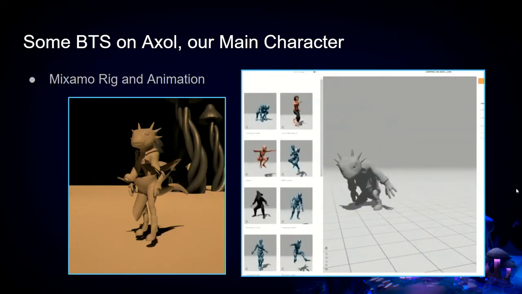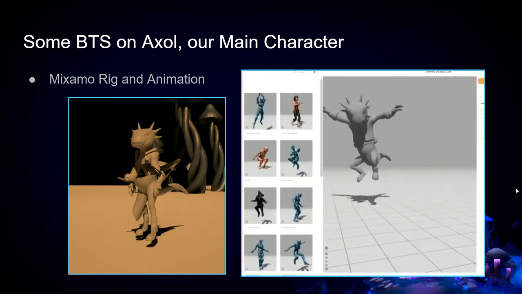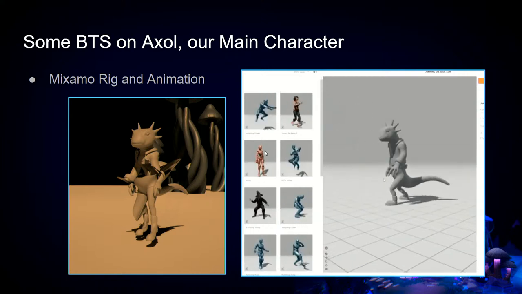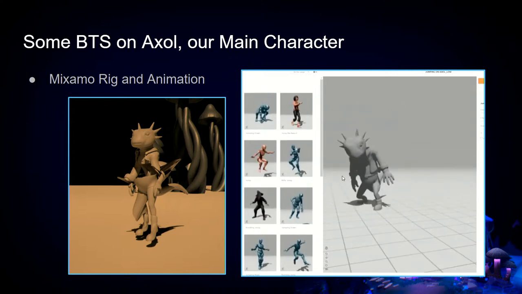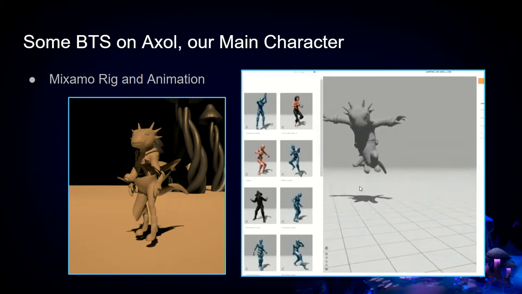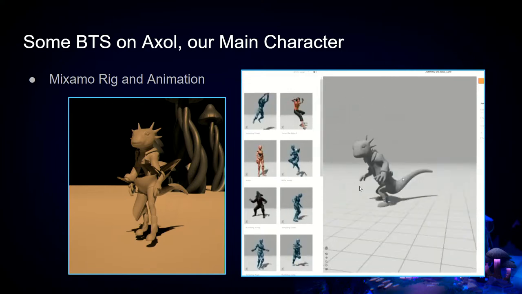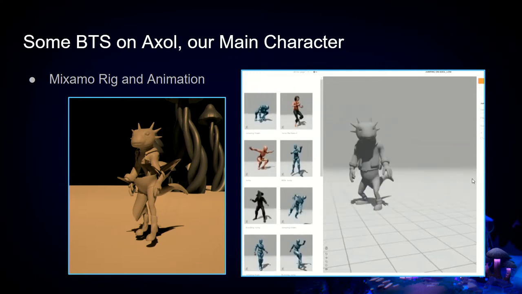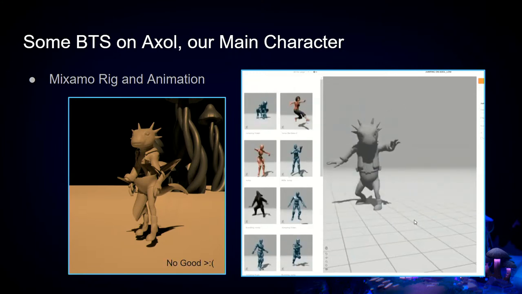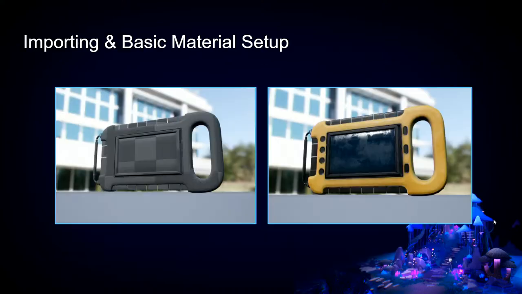A couple of things in the behind the scenes that we did was, first of all, I had to animate Axel. This was my attempt at that. I am no rigger and no animator, so I went to Mixamo for automatic rigs. Who here has tried that? I know you guys like Mixamo. So we gave him some animations, specifically running and idling and jumping. That was no good, and this is much better.